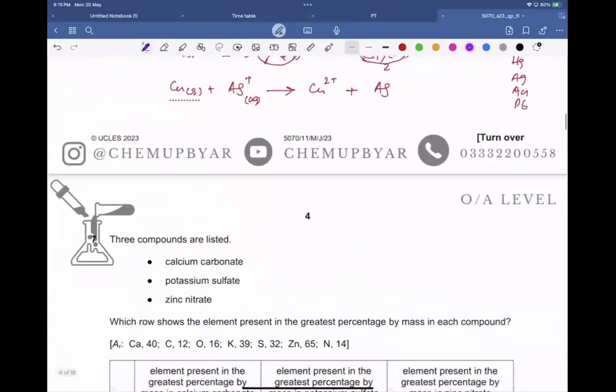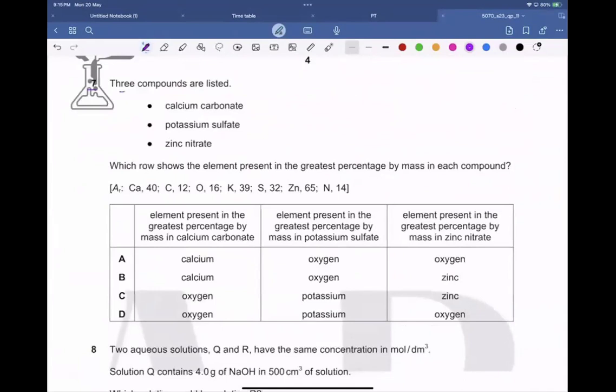Now question number 7. Three compounds are listed: calcium carbonate, potassium sulfate, zinc nitrate, all are ionic. Which row shows the element present in the greatest percentage by mass in each compound? So we have to calculate it.